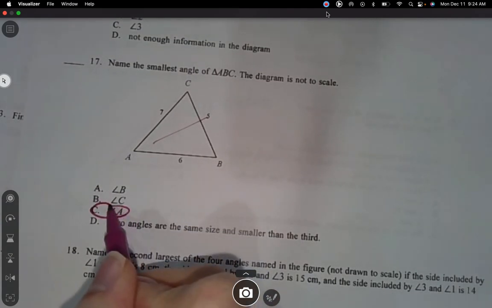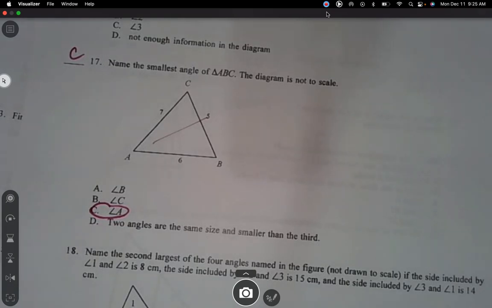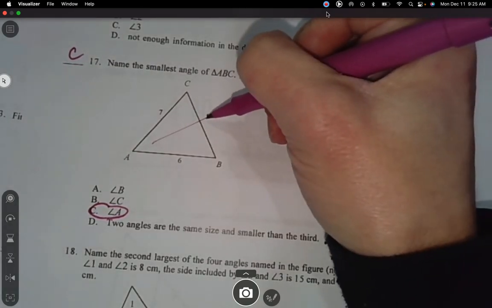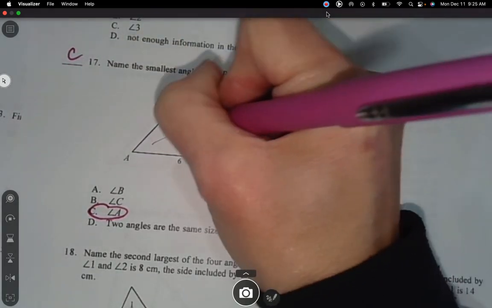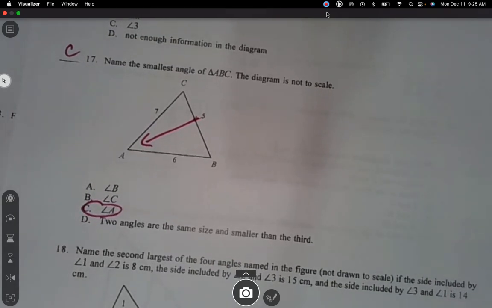Is everybody okay with that? Sorry about that. That is confusing. It is angle A is the smallest. Does everybody understand why? What's the smallest side? 5. The angle across from it is angle A. So your answer choice is C. That's confusing with all those letters. Are we good there? Yes?